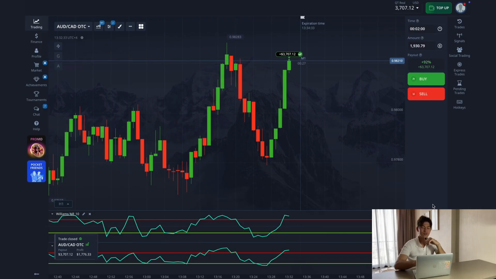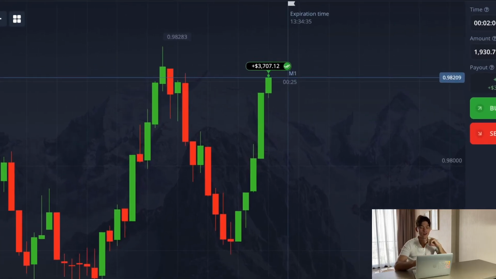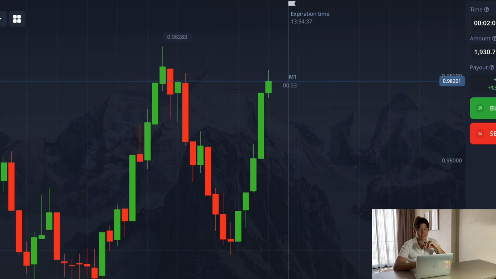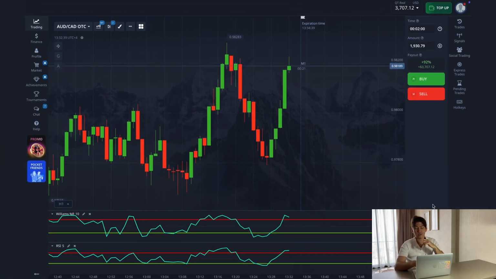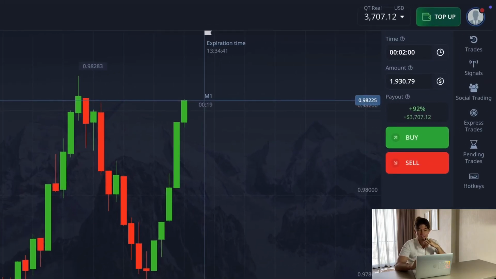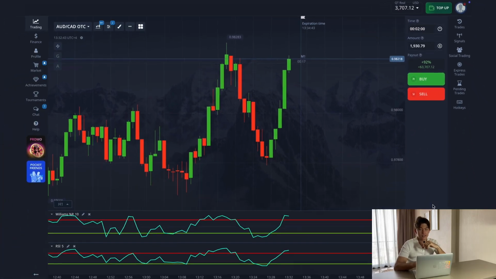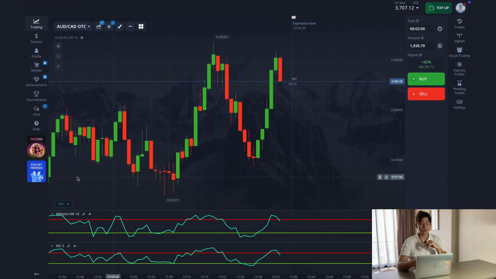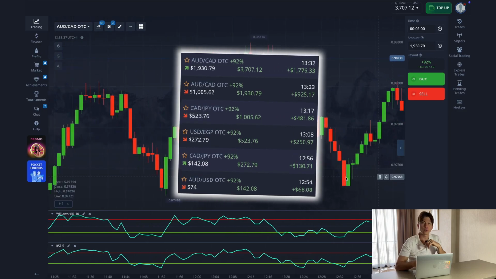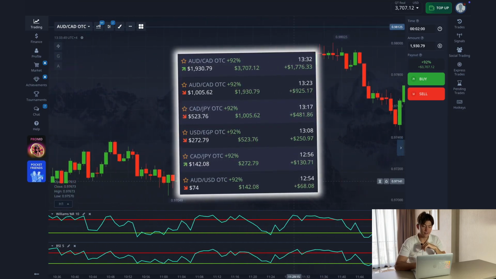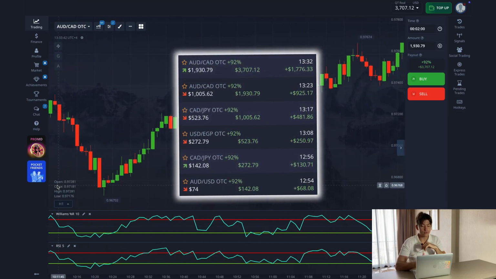And the trade closes out, locking in $1,776 in profit. Balance now sits at $3,707. Let's wrap this session up. Balance moved from $74 to $3,707. That's a solid result.